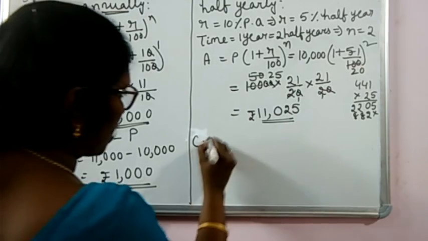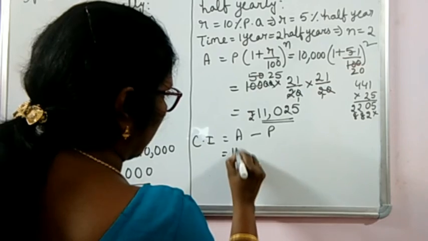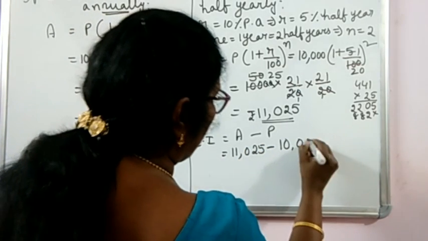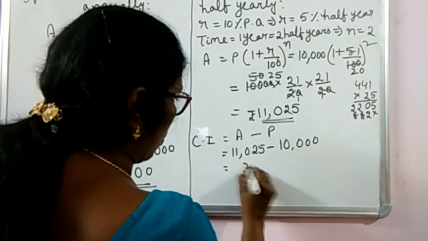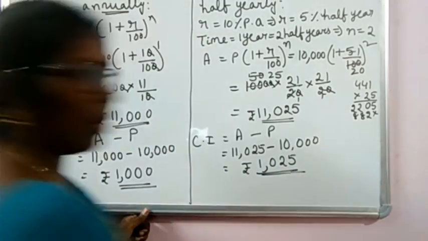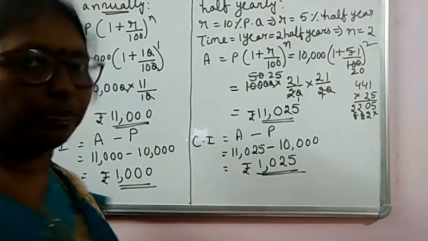Okay. Now let us find the compound interest. Amount minus principal. That is 11,025 rupees minus 10,000 rupees. That gives you 1,025 rupees. Okay. Same way, but here you should be very careful.